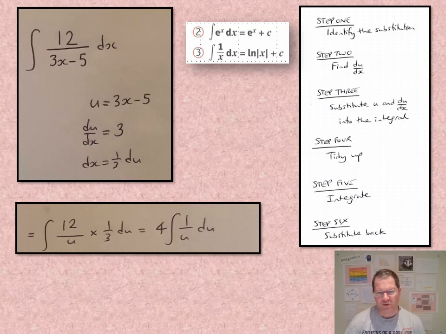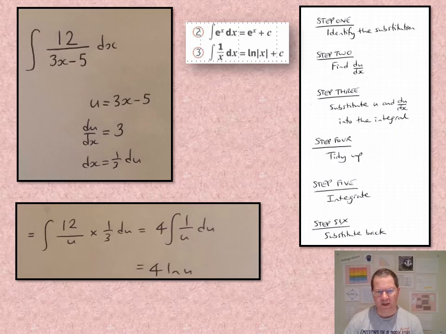Now 12 over u times 1/3 du isn't very tidy, so step 4 says, if it's necessary, to tidy up. 1/3 of 12 is 4, and whenever we're multiplying by a constant, we can stick that in front of the integral sign, which makes the integral itself slightly simpler. So that gives us 4 times the integral of 1 over u du. Now it looks very much like what it says in number 3, but with the letter u rather than the letter x. So if the integral of 1 over x dx is log x, then the integral of 1 over u with respect to u is log u. So we get 4 ln u.